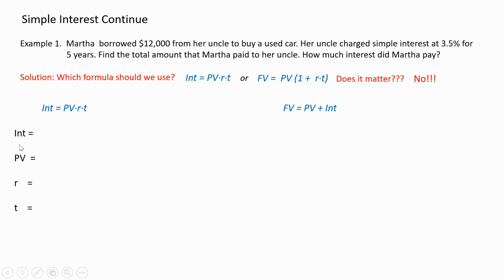So again, you put all the variables down, and then you're going to extract the information. So for example, what are we looking for? We're looking for the interest, right? Because it says find the total amount and how much interest. So for this formula, you're going to find the interest first, and then you use this one to find the future value. So again, what was the principal or the present value? It was 12,000.